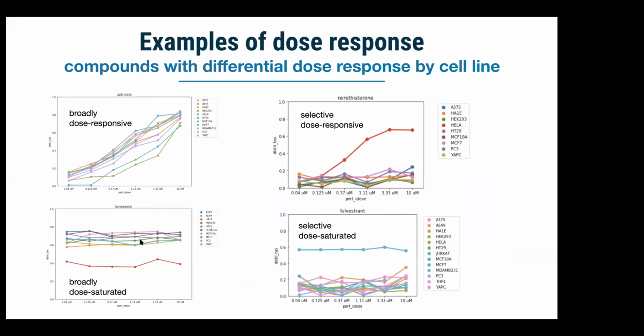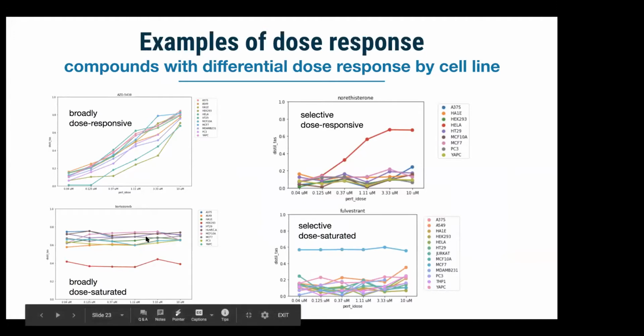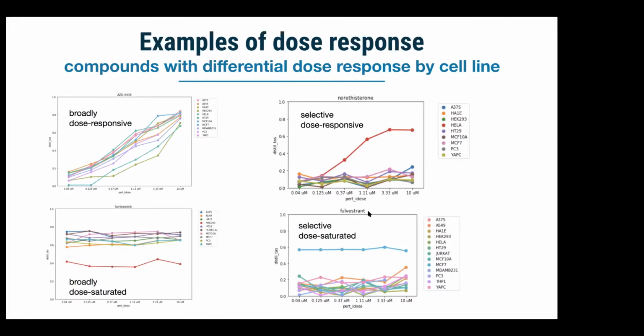Bortezomib, a proteasome inhibitor, is broadly dose saturated, so it's having a very strong response across all cell lines, and that doesn't really change with dose. And then fulvestrant is another compound that is an estrogen receptor antagonist, and that has a dose saturated response, but only in MCF7, as we might expect. So you can kind of use these views to identify different interesting patterns with these compounds that have been profiled at dose.